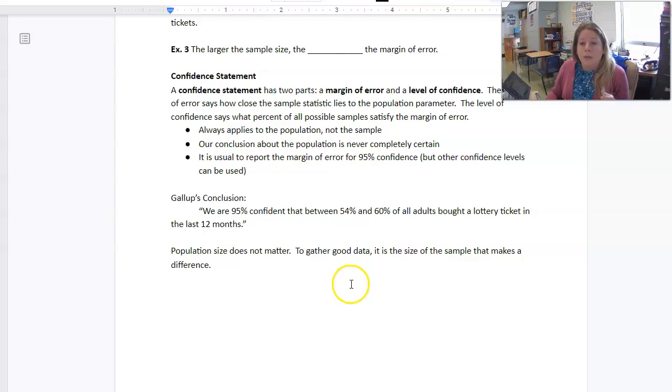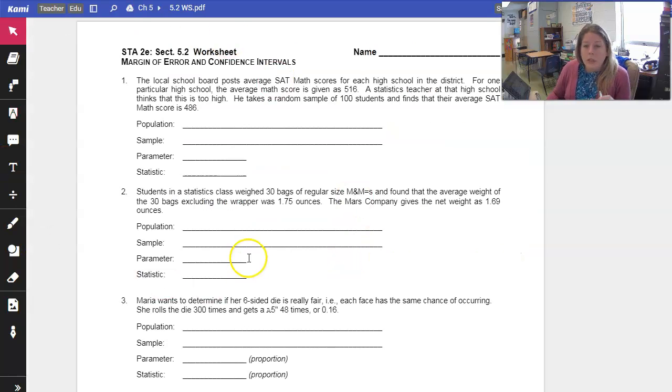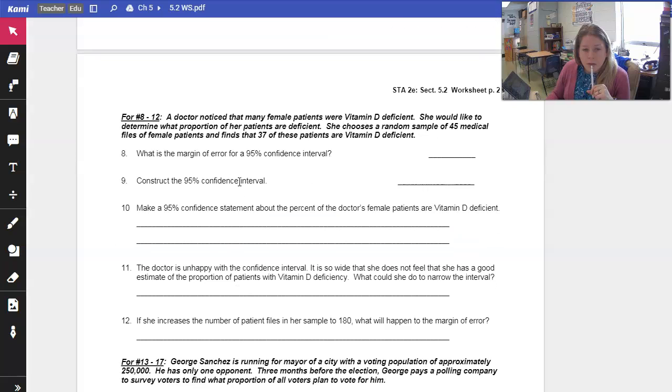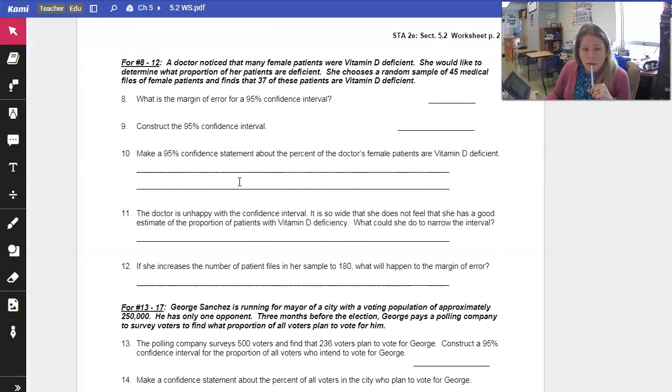Okay. We're going to open up a worksheet. We're going to go through a couple of those, and then you'll be working on that for the rest of the time. Okay, the worksheet looks like this. Numbers 1, 2, and 3 are very similar to what you did on the quizzes yesterday, so I think you'll do just fine there. Remember, they're not always numbers. Sometimes it's just a description of what you're trying to find. Let's do numbers 8 through 12 together.